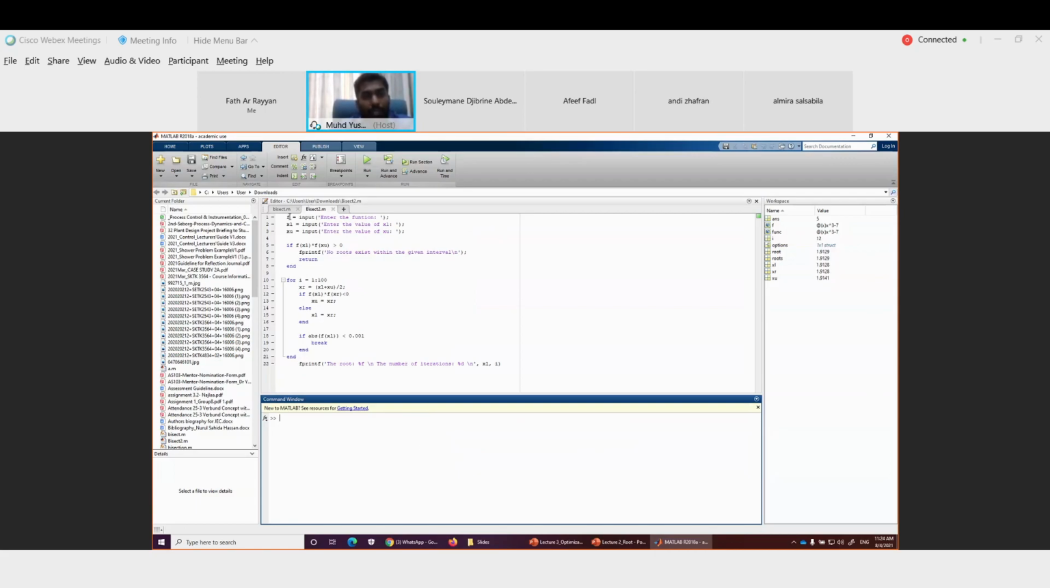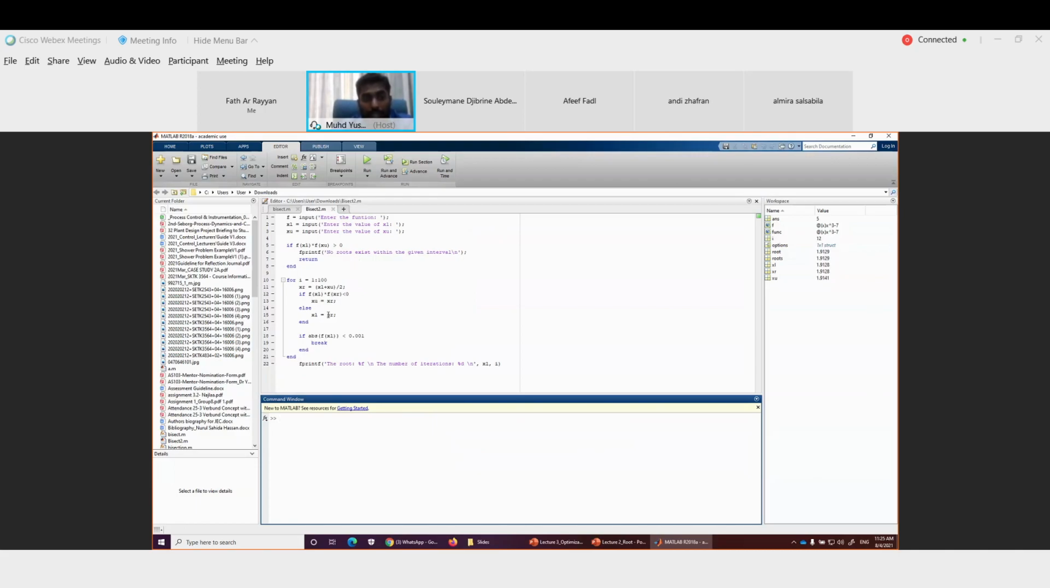First thing, you need to have the function. In this case I just put it as an input, so you need to input your own function, then put in your lower boundary and also the upper boundary. Then you do a check first: if the function of XL multiplied by the function of XU is more than 0, which means that they are both in the same quadrant. If FXL is negative and FXU is also negative, the product is a positive value which is more than 0, then it just tells you that there is no root within the given interval.